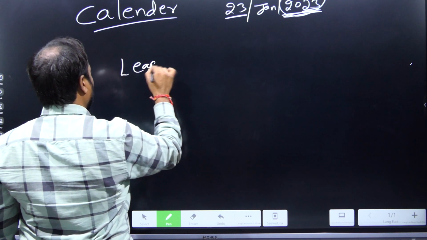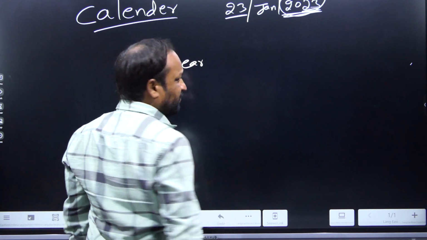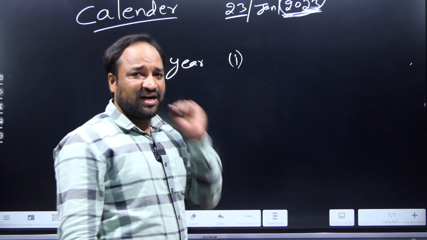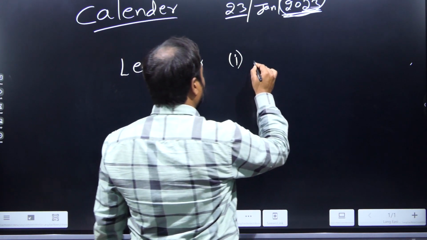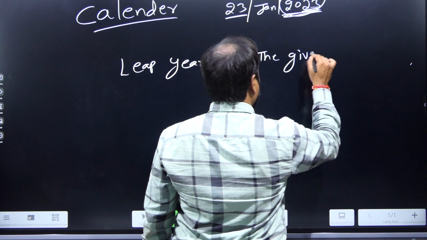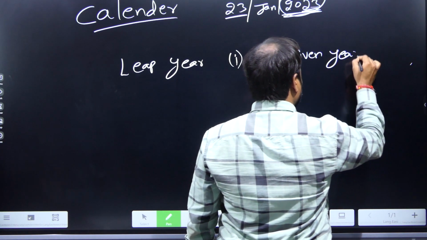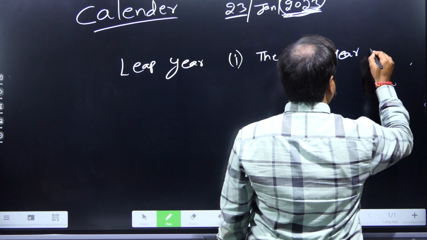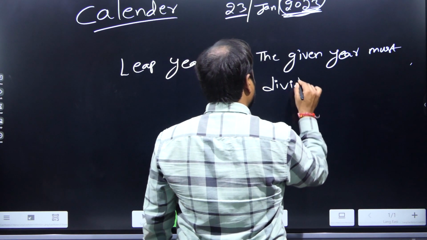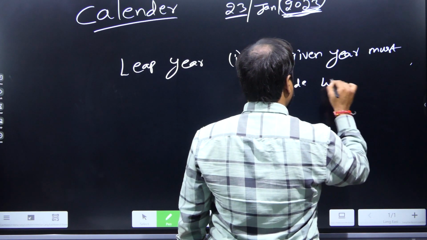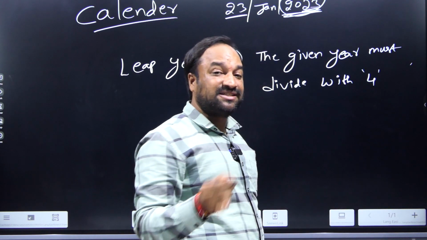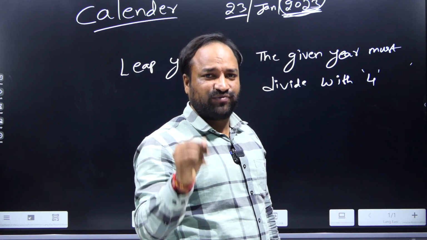Before solving the problem, we have to consider 2 conditions for finding the number of leap years. Condition number 1: the given year must be divisible by 4. That means it should be exactly divisible by 4.